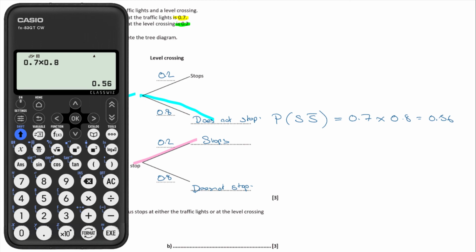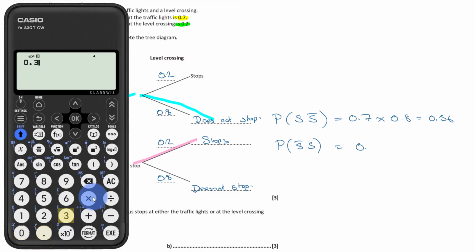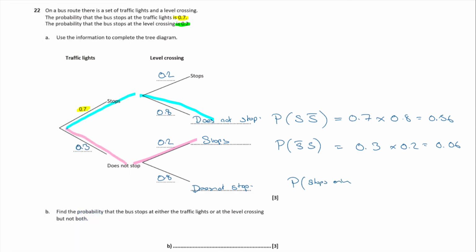that's going to be 0.56. And then the pink route is the probability of not stop stop. And that's going to be the numbers along the pink route all multiplied together. So that's going to be 0.3 times 0.2, which is 0.06. Okay? So then the probability of stops only once is going to be those two outcomes added up.